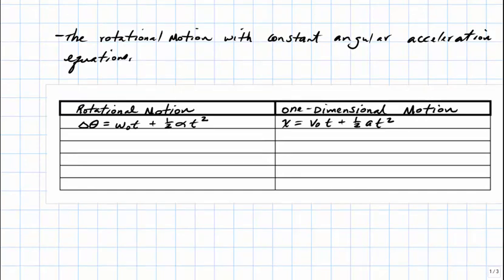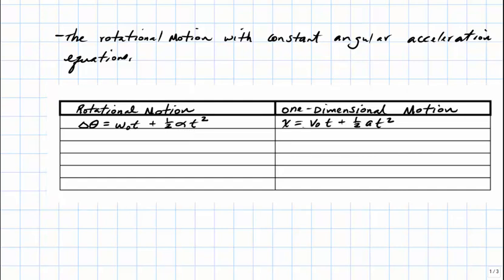Let's note the similarities between these two equations. On the right-hand side, x represents linear displacement, whereas on the left-hand side, delta theta represents angular displacement. On the right, v0 represents initial linear velocity, whereas omega 0 represents the initial angular velocity. Finally, on the right, a represents linear acceleration, whereas alpha represents angular acceleration on the left-hand side.